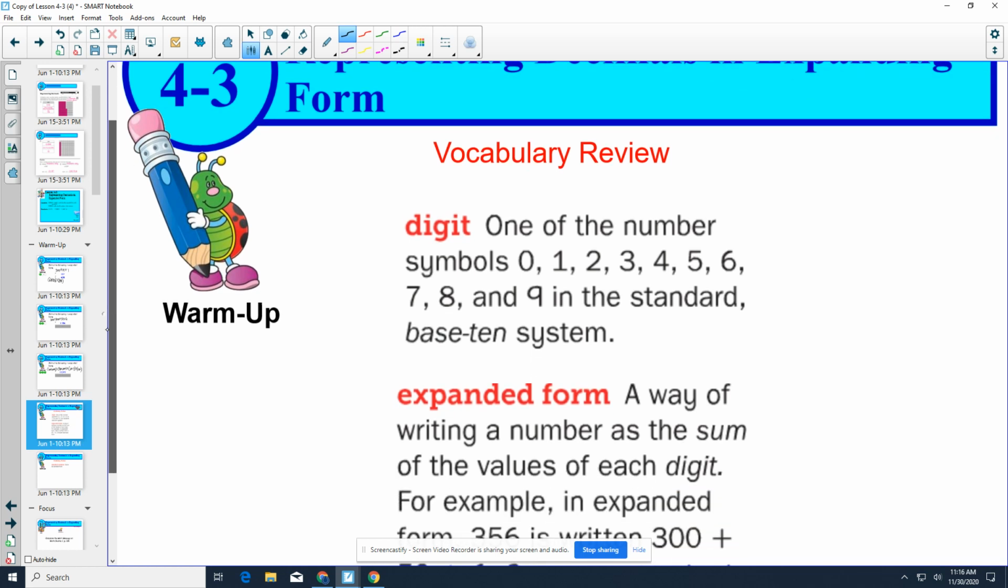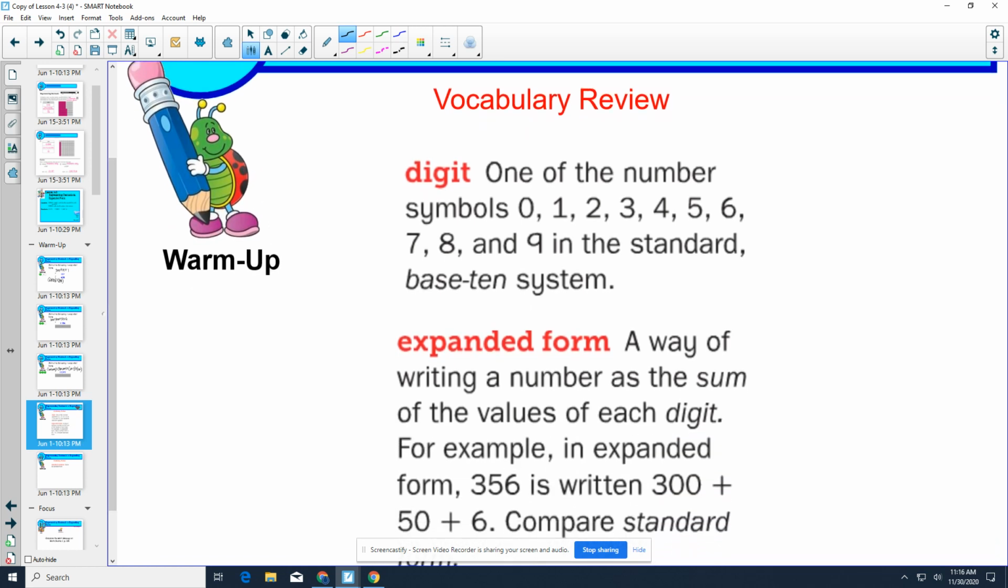Okay, so just some vocabulary review. A digit, when we say that, that's one of the number symbols, 0, 1, 2, 3, 4, 5, 6, 7, 8, and 9 in the standard base 10 system. So a digit is just any number 0 through 9, when it's all by itself. Expanded form is a way of writing a number as the sum of the values of each digit. For example, in expanded form, 356 is written as 300 plus 50 plus 6.